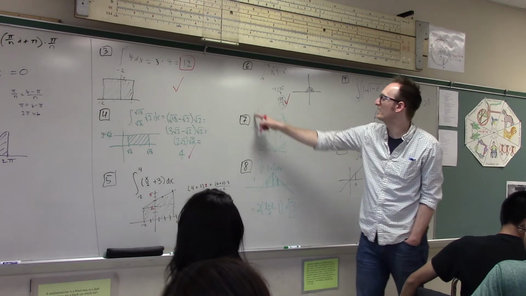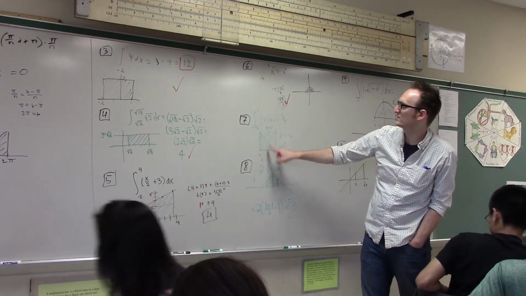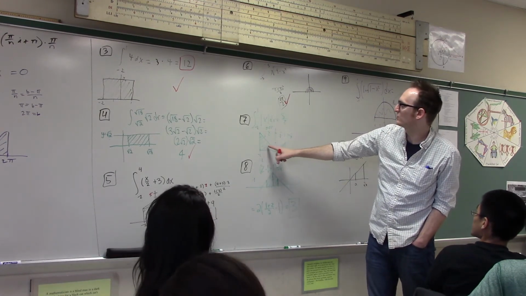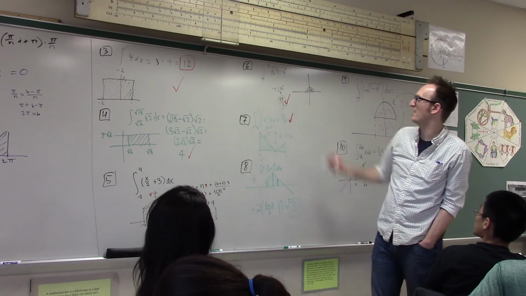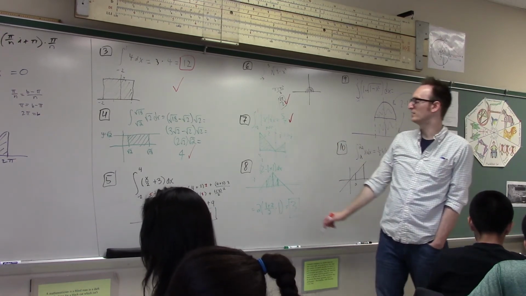Number 7, the integral from -2 to 1 of absolute value x. Well, that is this thing, and then you make a graph, and then you just compute this. This is going to have area 2, and this is going to have area 1/2, so it's 2.5, so the answer is 5/2. All right, now we get into some more complicated ones.